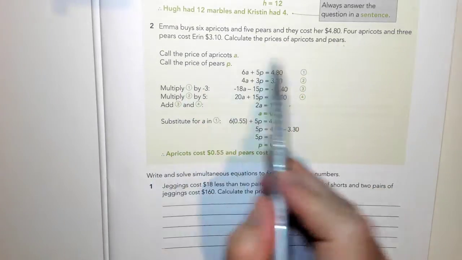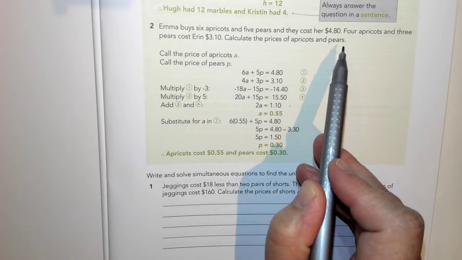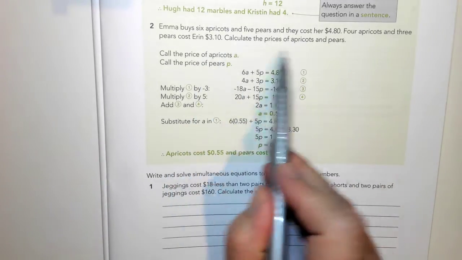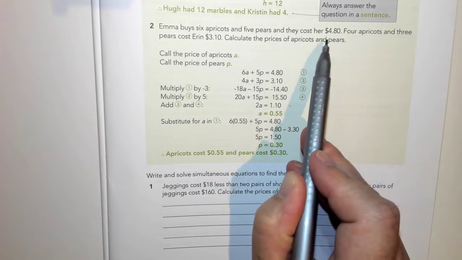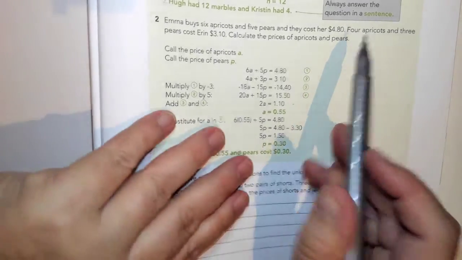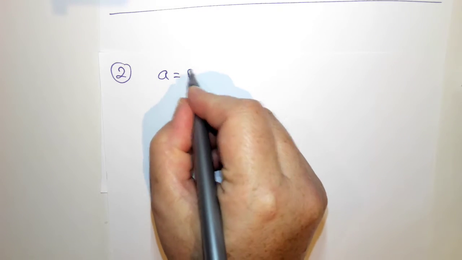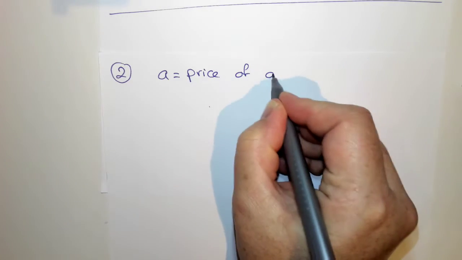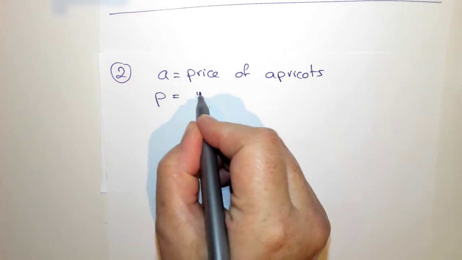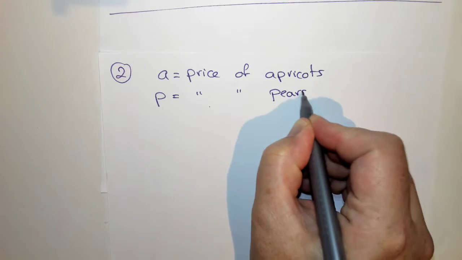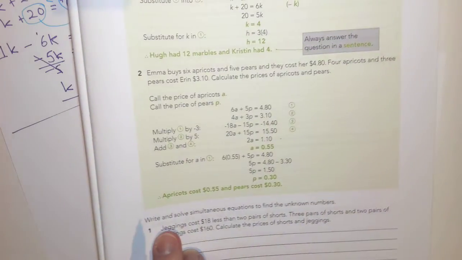So that last sentence is where we're going to start. Calculate the prices of apricots and pears. That tells me that's what my variables need to be. So I need to have a variable for the price of apricots and a variable for the price of pears. So that's our first step. So I'm going to say A is equal to the price of apricots, and P is going to be equal to the price of pears. Okay, so that's my first step, is to find the variables.